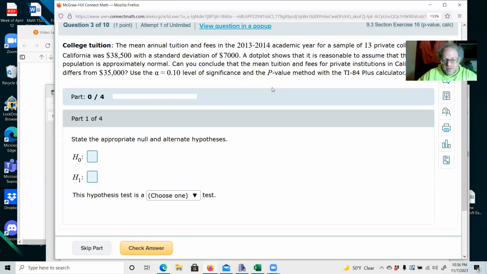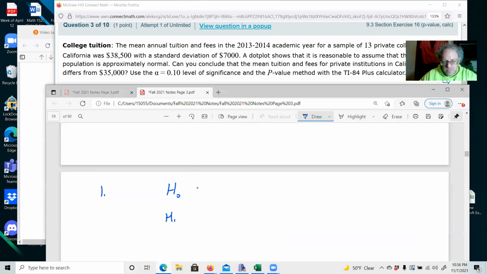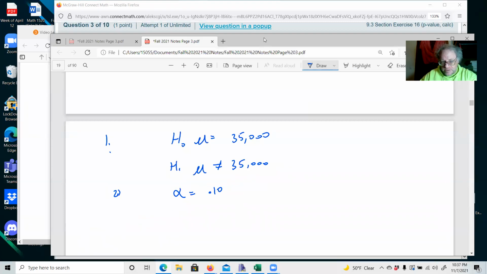So it differs from $35,000. Okay, does differs mean more than or less than? Or does it mean not the same as? It means not the same as. They just wanted it differs than. They're not saying it's better or it's higher or lower. We don't care. We're just saying is it different from. So we're doing a two-sided test here. We came in with alpha equals 0.01, or 0.1 rather. So here's our first step. Here's our second step. Third step is we're going to calculate a test statistic.